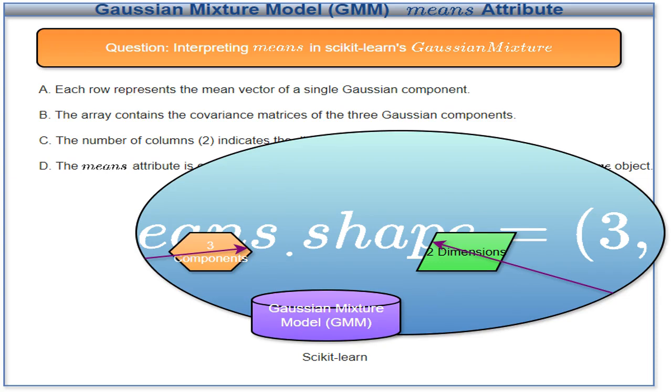The shape of the `means_` attribute tells us a lot. `(3, 2)` means we have 3 rows, and each row represents the mean of one of 3 different Gaussian distributions. The 2 columns represent the 2 dimensions of our data. It's like a neat little summary of the central tendencies in our model.